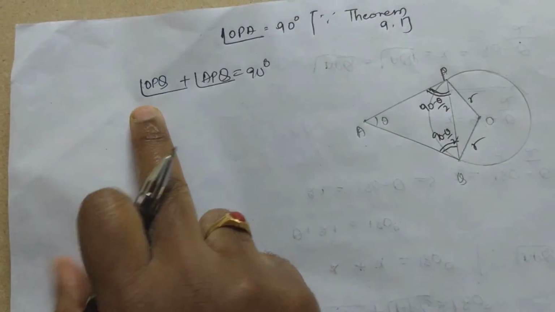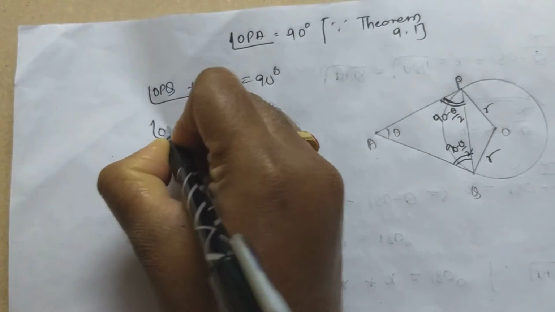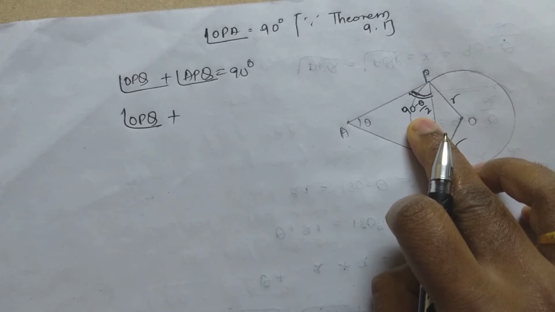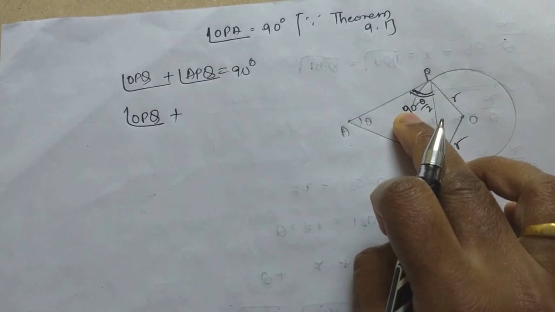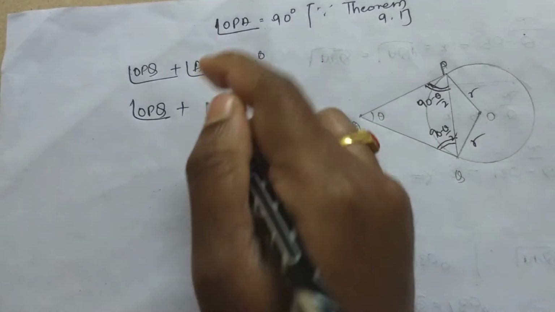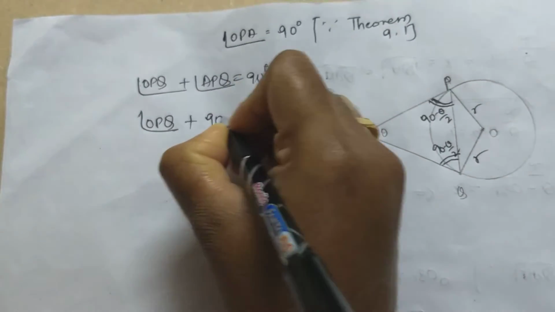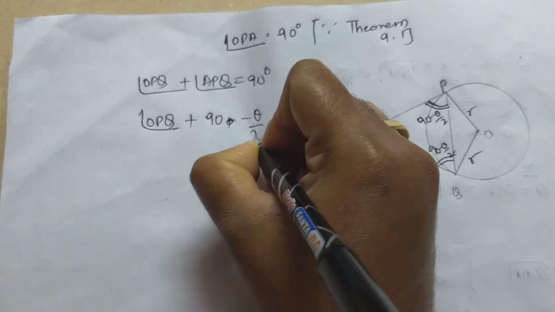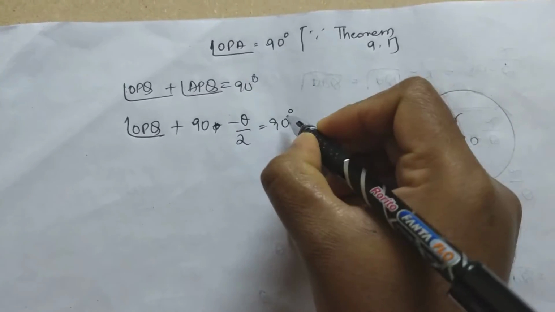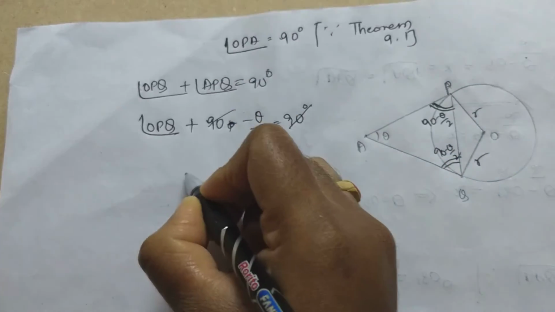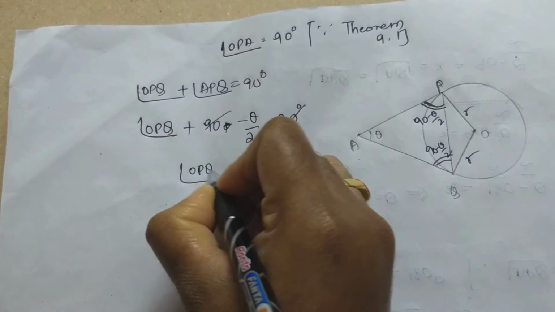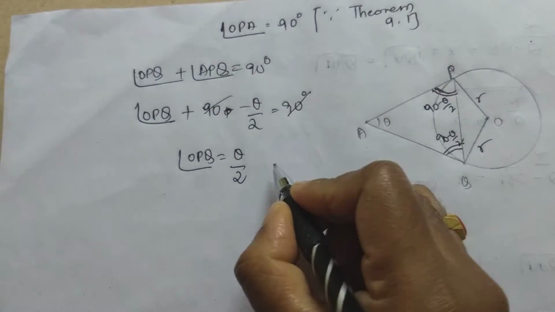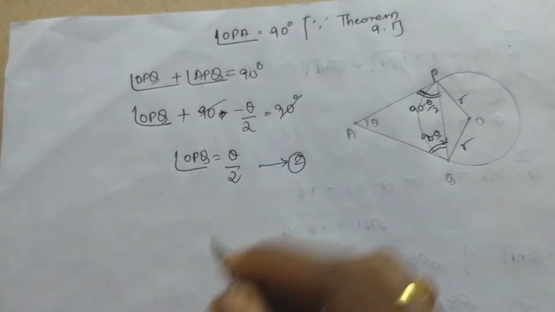So angle OPQ plus angle APQ, what did we get it as? We first assumed x, after that we got the value as 90 minus theta by 2. So angle OPQ plus 90 minus theta by 2 equals 90 degrees. So 90 cancels off. Angle OPQ equals theta by 2. Put this as equation 2.